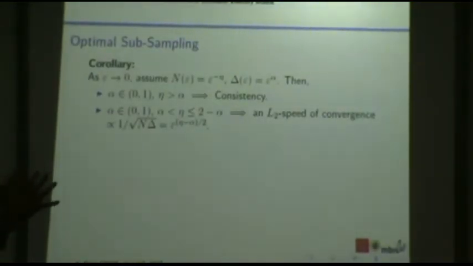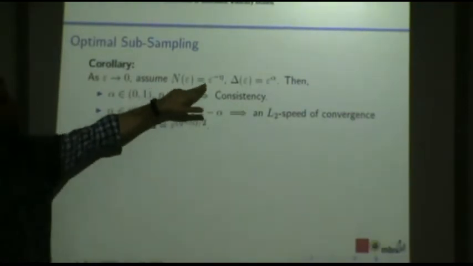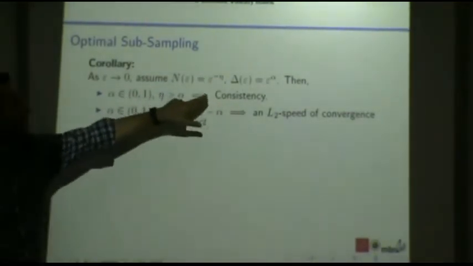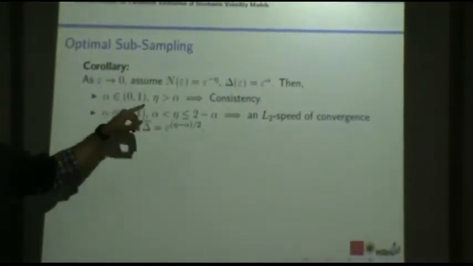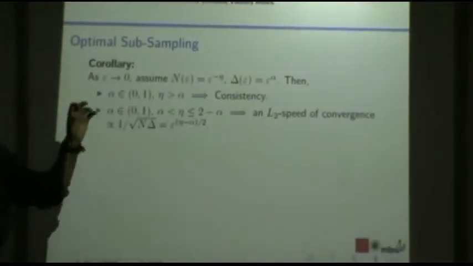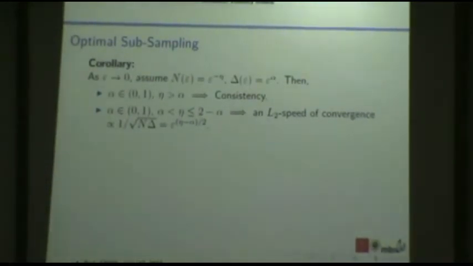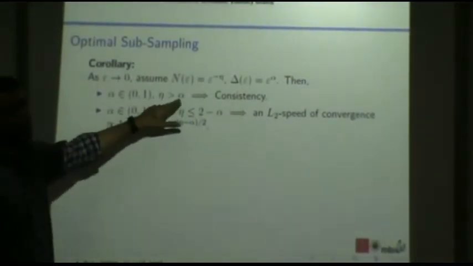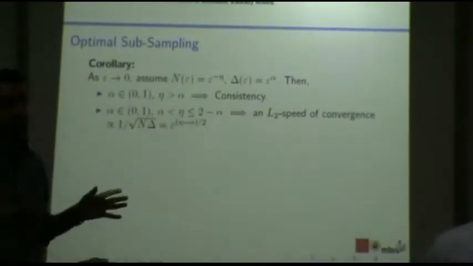So what is the optimum subsampling criteria of conditions? As epsilon goes to 0, if I choose my n as epsilon to the power negative eta and delta to be epsilon to the power alpha, then I need that alpha should be between 0 and 1, so that the bias epsilon over delta converges to 0, and that eta has to be greater than alpha, so that n times delta converges to infinity.